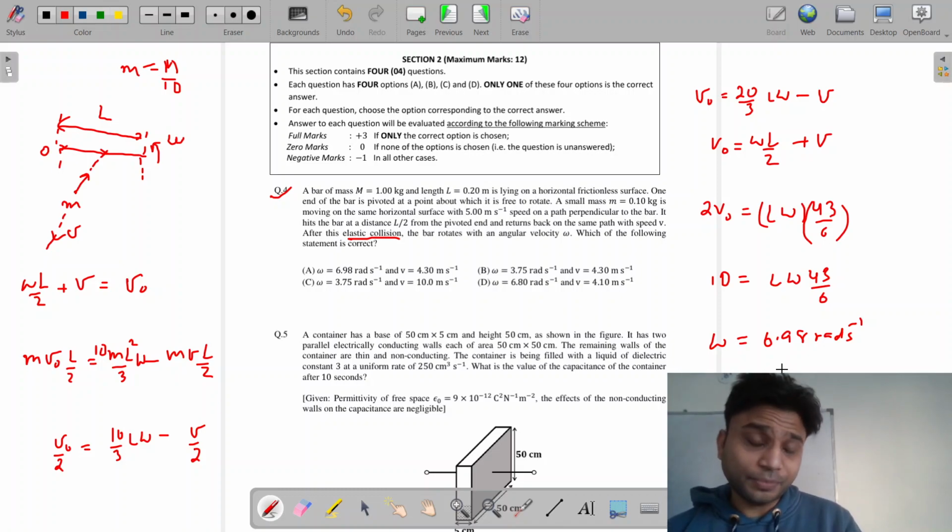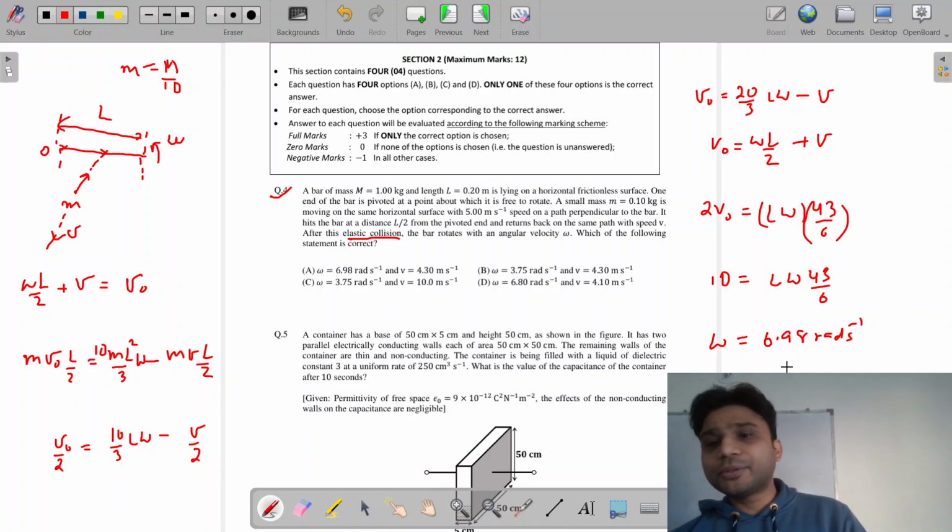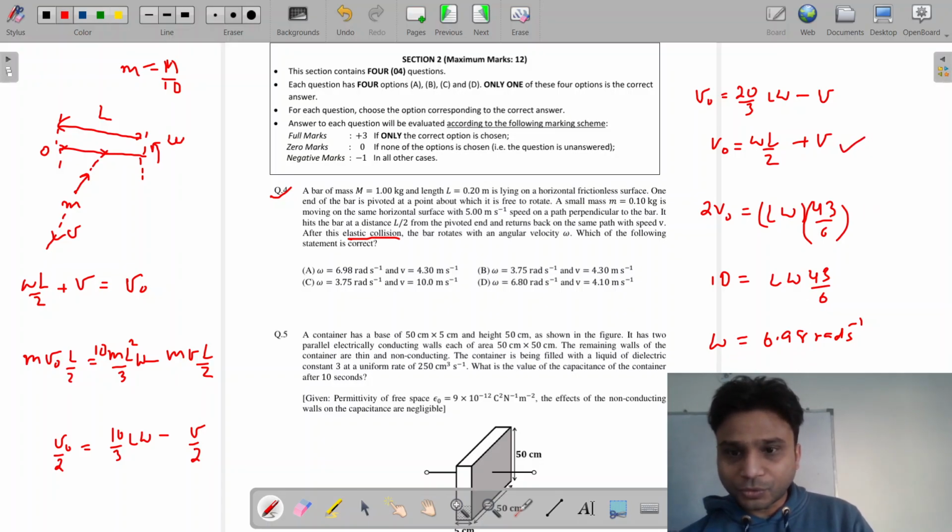Then how will you find velocity? You can find it using any of the equations. I can find it using this equation: the velocity v is equal to v naught minus omega L by 2. V naught is 5. We can put the value of omega as approximately 7. L is 0.2, so this will become 0.1. So this value is coming out to be 4.3 meters per second. So option A is correct.